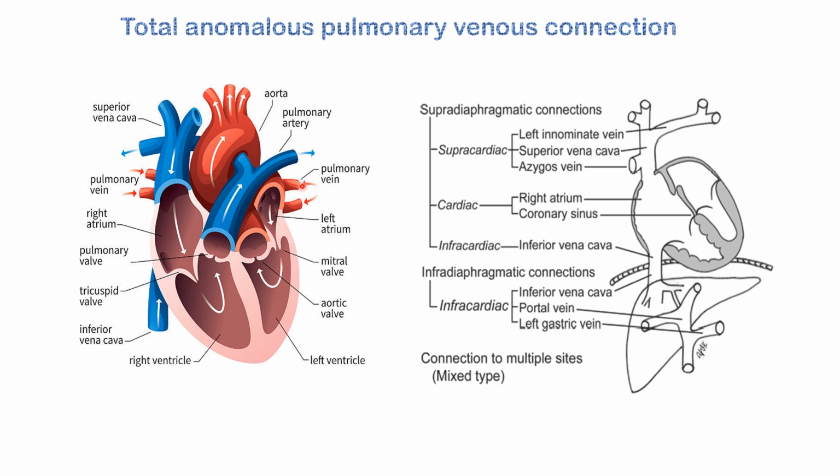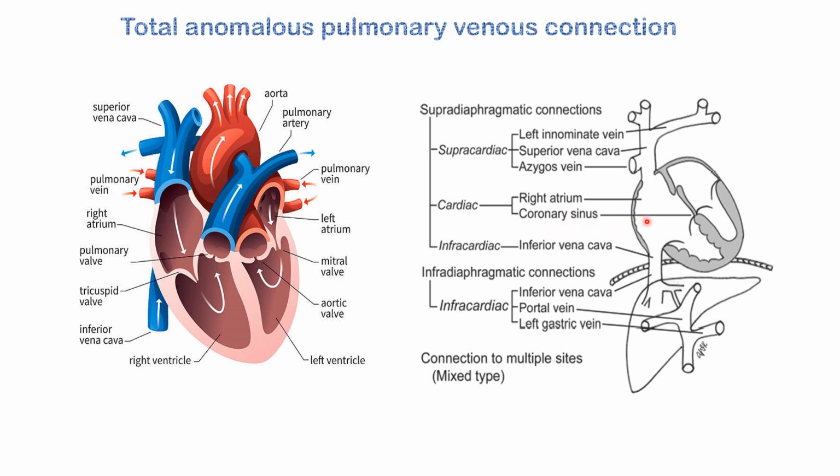venous connection, instead of opening in the left atrium, these pulmonary veins directly or indirectly will open in the right atrium. You can see it can open at multiple sites. It can open in the left innominate vein, in the superior vena cava, azygous vein. It can open in the right atrium directly, or it can open indirectly in the right atrium through the coronary sinus.